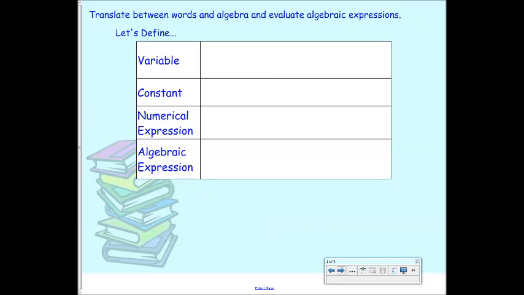All right, so today we're going to talk about how to translate between words and algebraic expressions, and then also how to evaluate algebraic expressions. So before we start that, what is algebra? What is algebra? Reggie, what did you say? Numbers. It has to do with numbers, right?